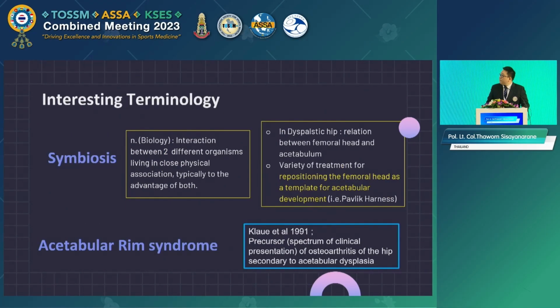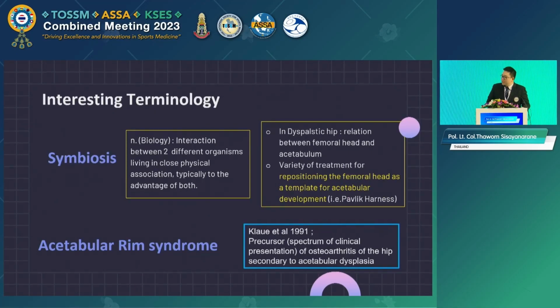There are some interesting terminologies used in dysplastic hip. The first one is symbiosis. Symbiosis in biology means the interaction between two organisms that provide advantage to each other. It can apply to the dysplastic hip in terms of the femoral head and acetabulum, which during their development depend on each other to form well and have good function.